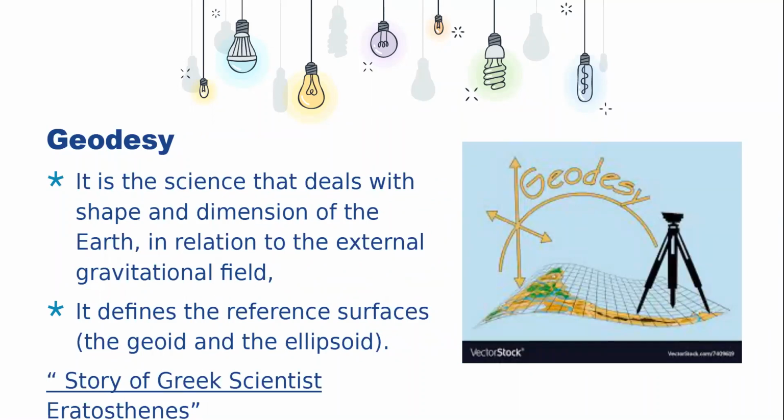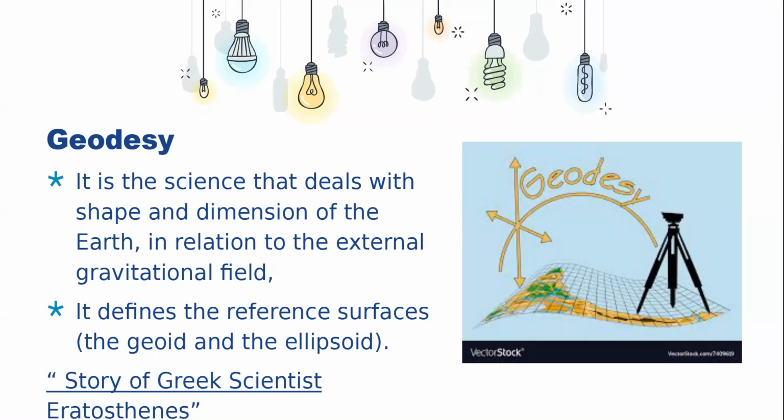Geodesy is the next discipline of geomatics, which deals with the shape and dimension of the Earth in relation to the external gravitational field. It basically defines the reference surfaces such as the ellipsoid, which is a mathematical representation of Earth in the form of an ellipse, and the geoid, which is nothing but the representation of the mean sea level.